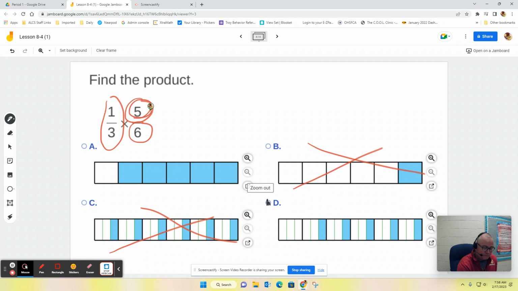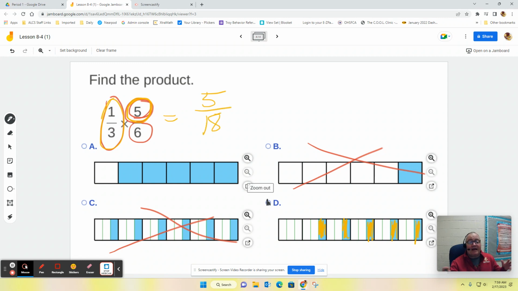So let's do this. We'll change colors here. I'm shading 1/3 in 5 places. Here's 1/3, here's 1/3, here's 1/3, here's 1/3, here's 1/3. That's 1/3 in 5 of those spots. That means out of the 2 of those, that's going to be 5 out of 18.